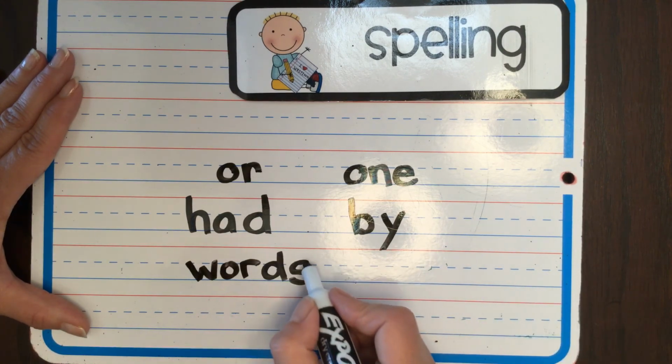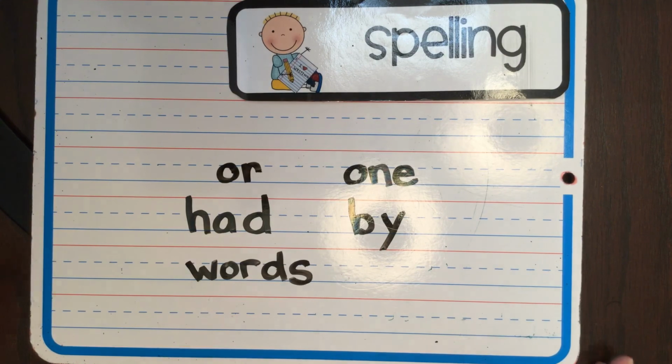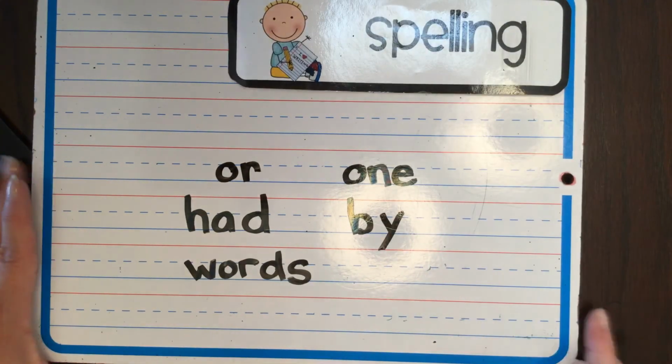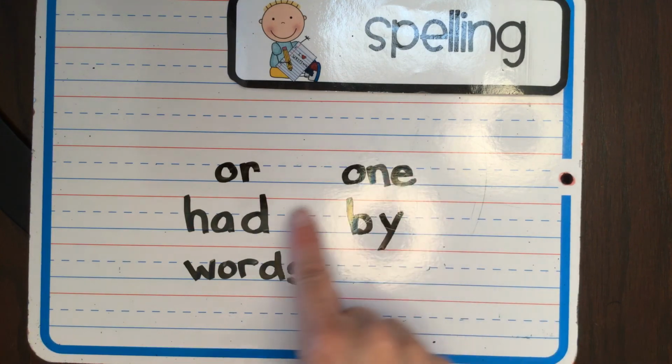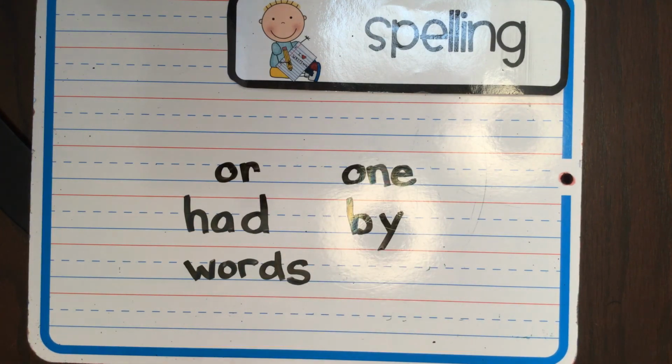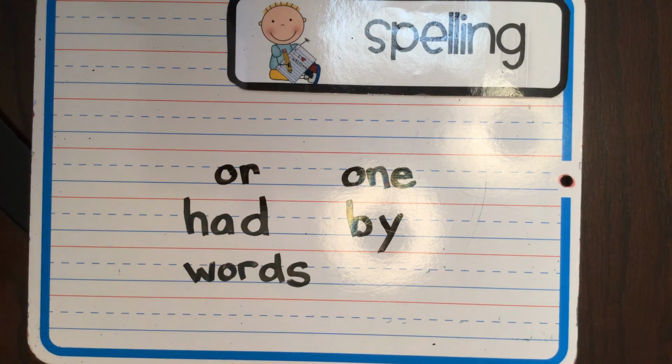W-O-R-D-S. Remember, these are review words, so we have done them already at least once or twice, and we're still working on learning them. So go ahead, the word or, one, had, by, and words, and you are going to be practicing those any way you want for 5 minutes, 10 minutes, or 15 minutes, using tiles, magnetic letters, pipe cleaners, chalk, fancy letters, rainbow letters, whiteboard, writing on paper.